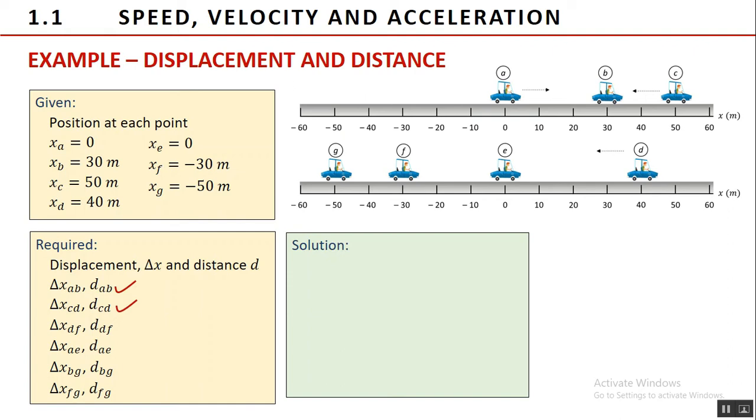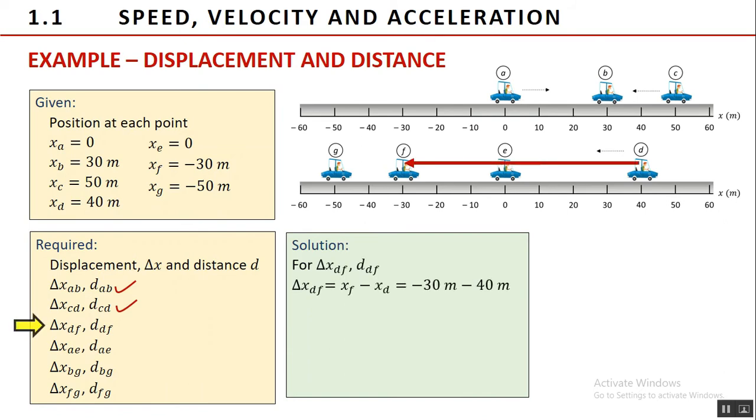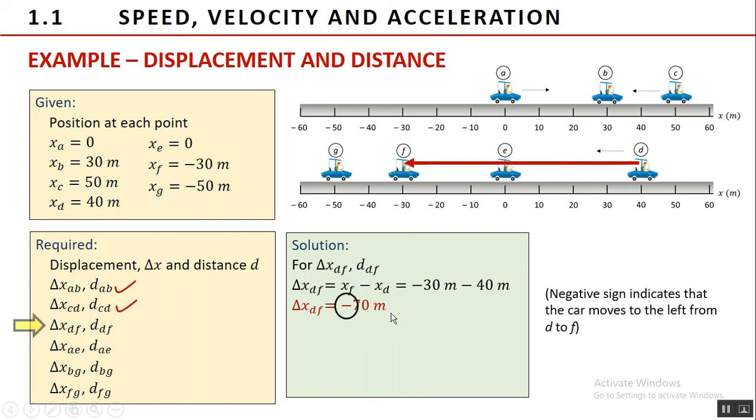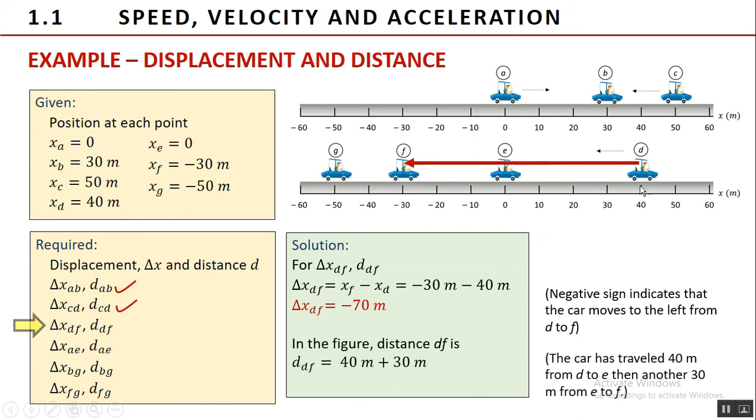Now let's move on. For displacement from point D to point F, it is x sub f minus x sub d. Numerically, negative 30 meters minus 40 meters gives negative 70 meters. Again, the negative sign indicates that the car moves to the left from D to F. For the distance traveled, you see in the figure that it has traveled 40 meters from D to E, then another 30 meters from point E to point F. So the total is 70 meters.